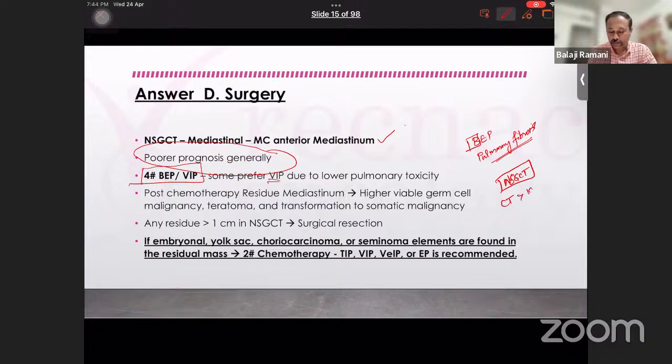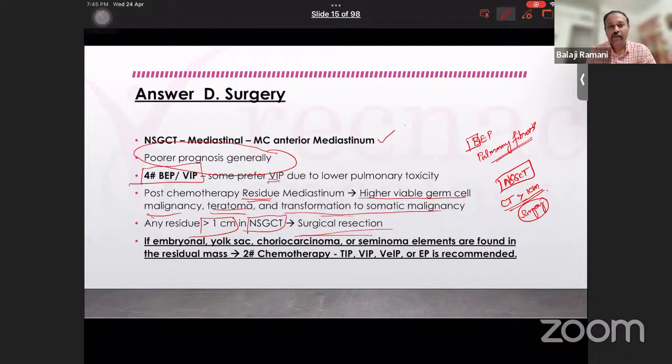Now, anywhere in the body, whenever you're talking about NSGCT, the CT criterion is that whenever you have any CT-detected mass which is more than 1 centimeter in size, that is considered to be a residue. Whether this residue has activity or doesn't have activity doesn't matter. So when you have a CT size of more than 1 centimeter, then you need to do surgery to resect the disease. That is the standard of care. There is a higher chance of having viable germ cell tumor or teratomas, and there is also the problem where it can transform into somatic malignancies as far as the mediastinal NSGCTs are concerned. So any residue more than 1 centimeter in NSGCT, surgical resection will be the treatment of choice.